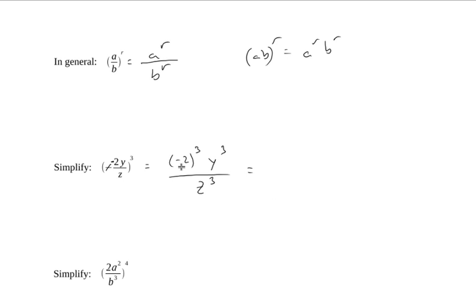Well, -2 cubed, I can deal with that. That's -2 times -2 times -2. That's 3 negatives, so it's going to end up being negative, and specifically -8. And we get y cubed over z cubed.